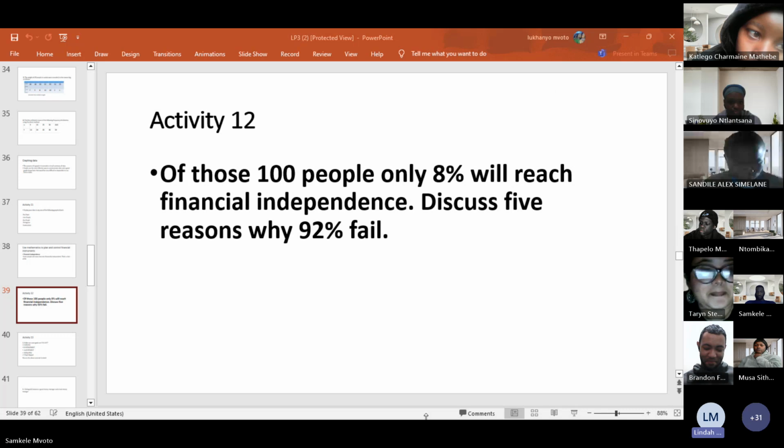So activity 12, I want you to do this activity for 10 minutes. Please refer to your learner guide. Of those 100 people, only 8% will reach financial independence. Discuss 5 reasons why 92% fail. We want to analyze and learn why most don't make it. I'll give you 10 minutes for that.